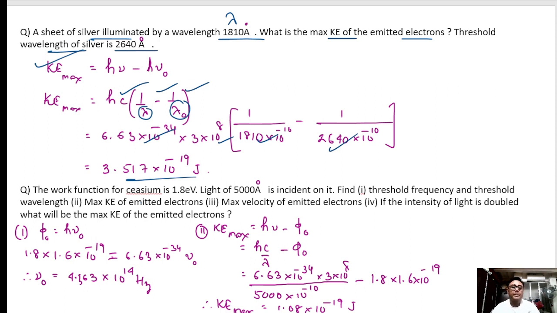Next, the work function of cesium is this. This is phi naught. Work function I know. Light of this much wavelength is incident on it. Find the threshold frequency and threshold wavelength. Okay. First we know this formula. So we have to find out nu naught, threshold frequency. So this is given 1.8 electron volt, so into 1.6 into 10 to the power minus 19 will give you in joules. And this is the value of H. So we have to find the value of nu naught, that is threshold frequency, we got.